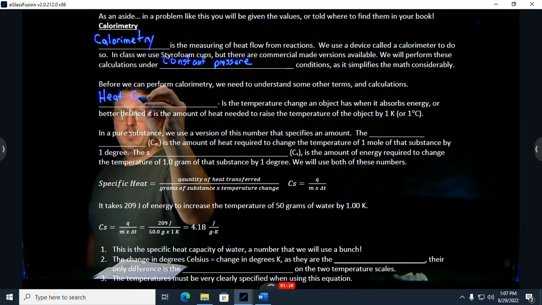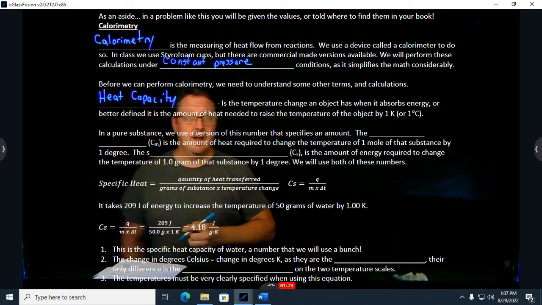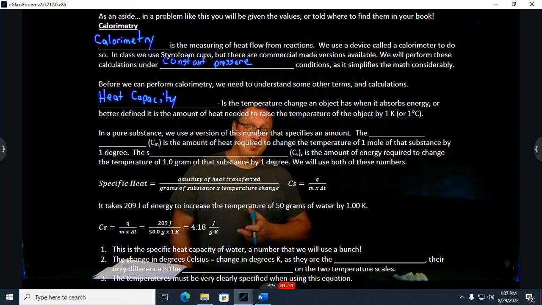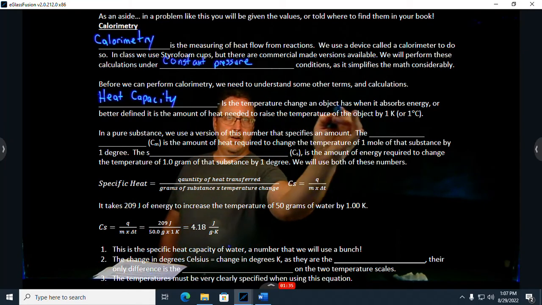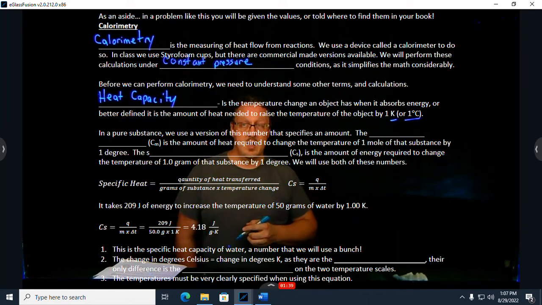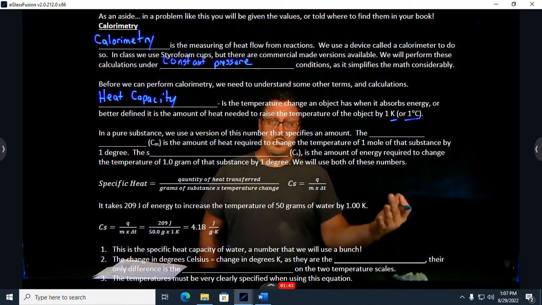And so heat capacity is the temperature change that an object has when it absorbs energy, or it is better defined as the amount of heat needed to raise the temperature of the object by 1 degree Kelvin or 1 degree Celsius. Okay, I know that this might be confusing. I'm going to explain that in just a little bit, so hang on with that. But heat capacity is how much energy it takes to change something's temperature.